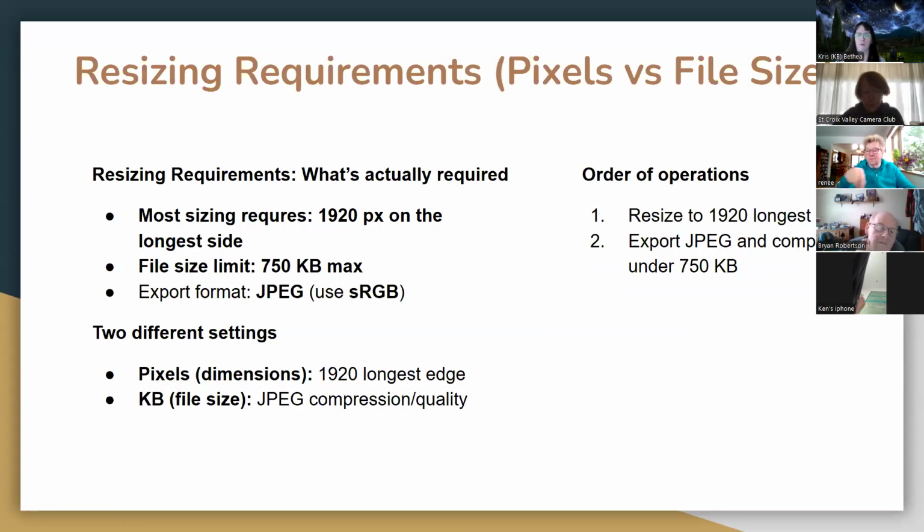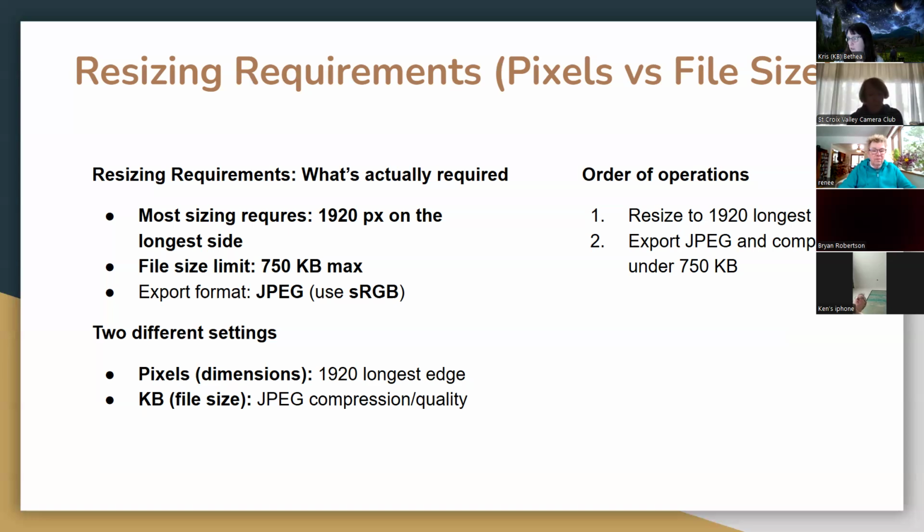So resizing requirements are what's actually required. Most sizing, at least that I'm familiar with, is 1920 pixels on the longest side. So that means if it's tall, the tallest it can be is 1920. If it's a wide picture, the widest it can be is 1920. And then the file size limit is 750 kilobytes as the maximum. It can go smaller than that and it'll still be fine. The export format is a JPEG, and it's generally the standard rule to use sRGB for exporting.